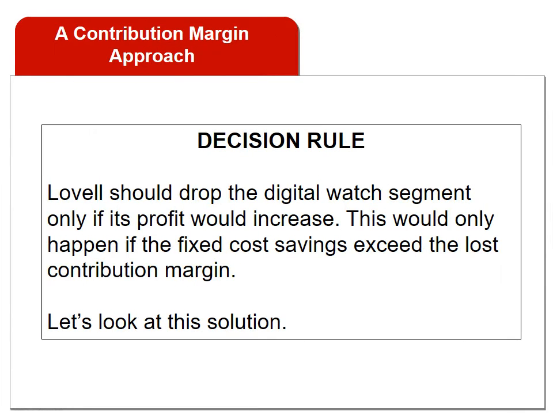To determine how dropping this line will affect the overall profits of the company, Lavelle will compare the contribution margin that would be lost to the costs that would be avoided if the line was to be dropped. Lavelle should drop the digital watch segment only if its profit would increase. This would only happen if the fixed cost savings exceed the lost contribution margin.